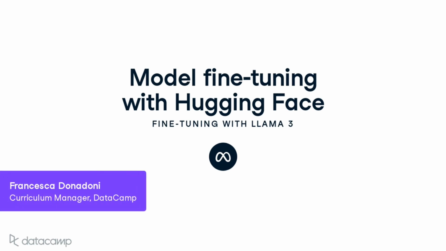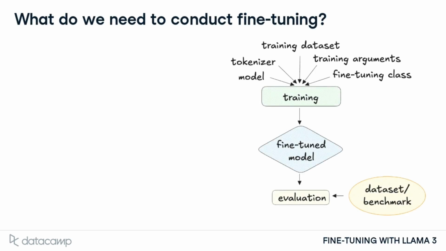In this video, we are fine-tuning a Llama model for customer service and evaluating its output. Let's go back to our fine-tuning workflow. To fine-tune Llama with Hugging Face, we'll need 5 essential components.